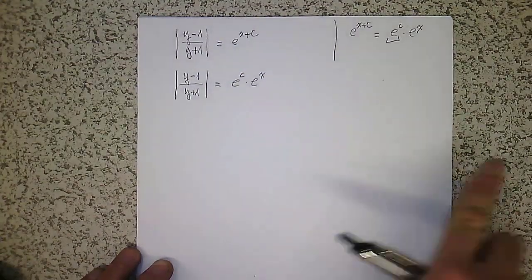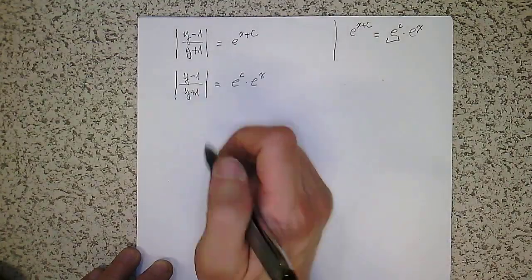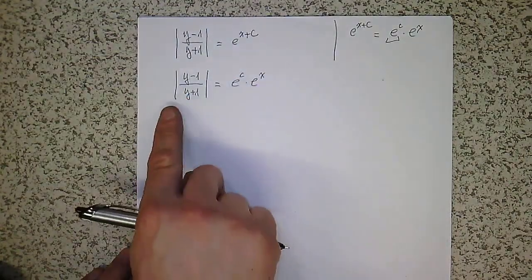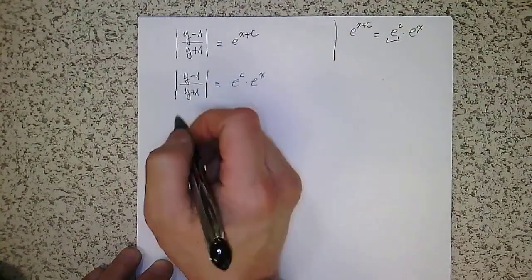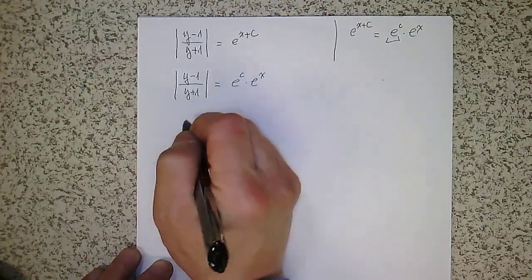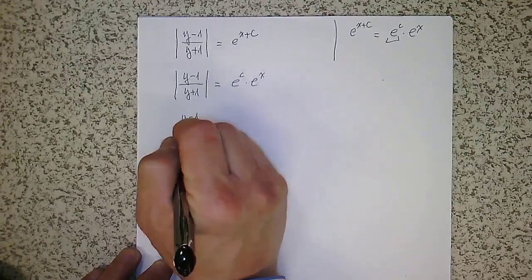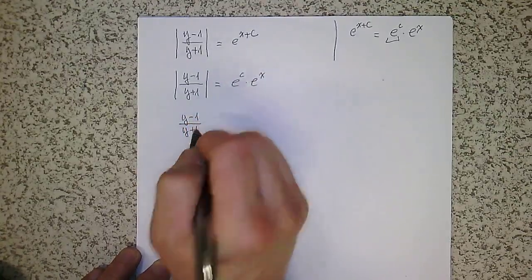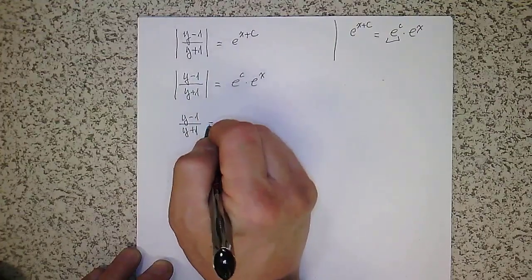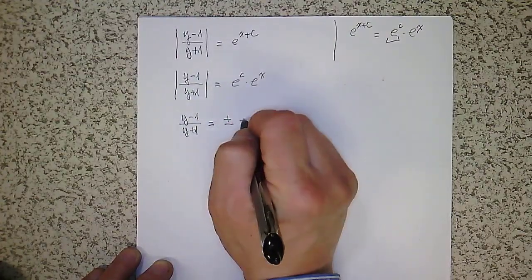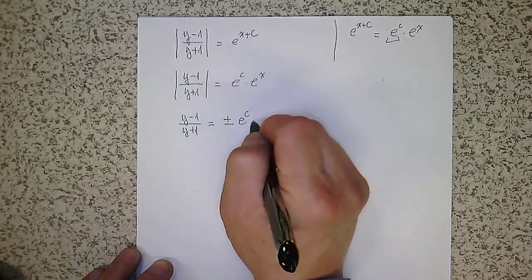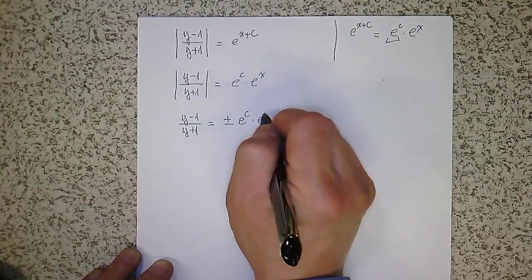And now algebraically, to take away the absolute value of this expression, we've learned from algebra that y minus 1 over y plus 1, without absolute value, is equal to plus or minus e to the c times e to the x.